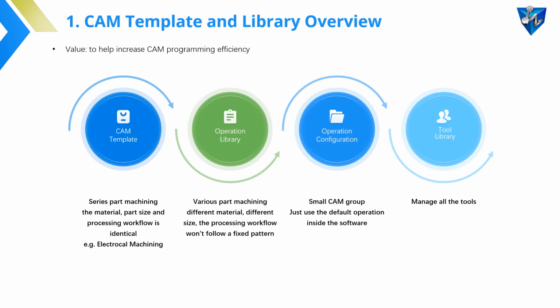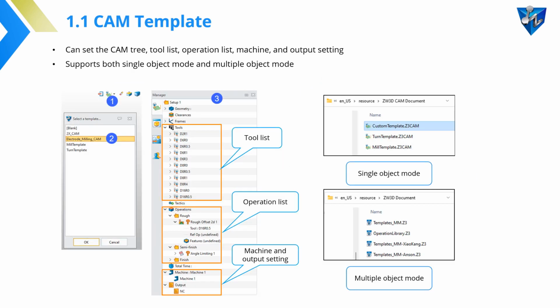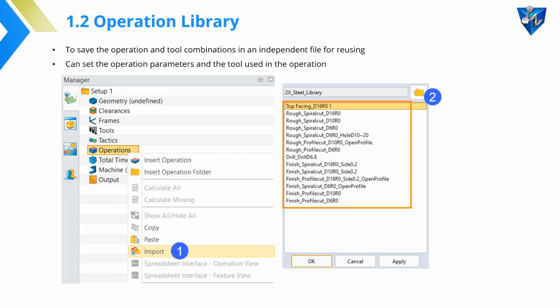Next, let's check the details. The first one is CAM template. It includes almost all the information, such as the CAM tree setting, tool list, operation list, machine definition, and output setting. ZW3D supports CAM templates under both the single object mode and the multiple object mode, as you can see from the images here.